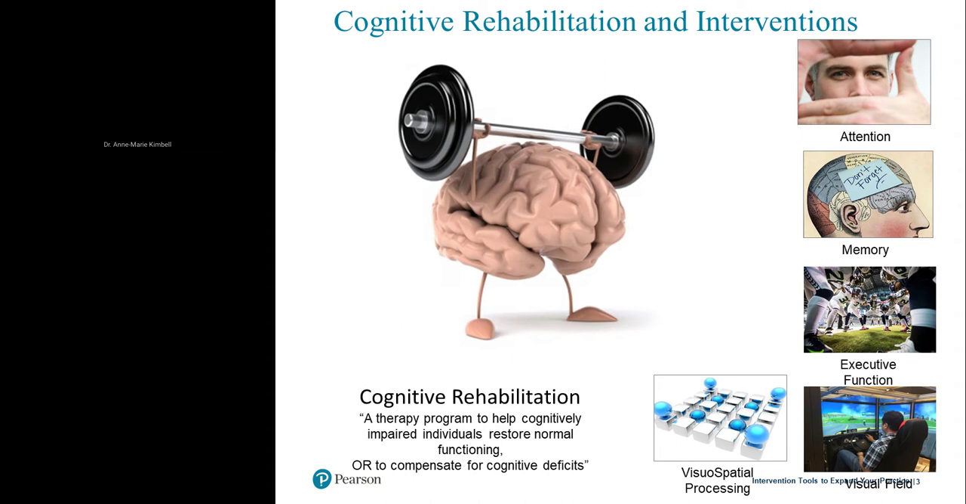So relevant to our discussion today, goals may be aimed at rehabilitation of cognitive impairment or general improvement of cognitive processes, such as improving working memory, for example. So cognitive rehabilitation can be considered a therapy program to help cognitively impaired individuals restore normal functioning or to compensate for cognitive deficits. And these, of course, may be skills that may have been lost or altered due to brain damage resulting from disease or injury.